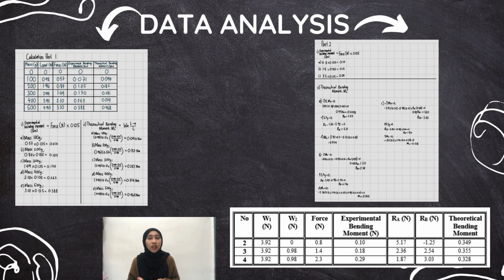For part 2, W1 and W2 can be decided by the observer. When the analysis has been run, the force value will pop up. The experimental bending moment, RA, RB, and theoretical bending moment all need to be calculated manually using the formula shown. All of the elements have been calculated and are shown as follows.